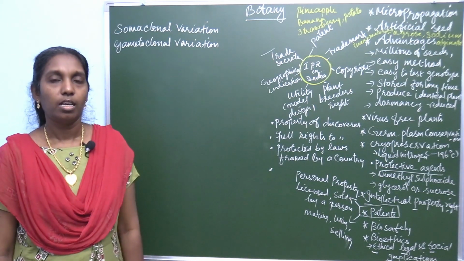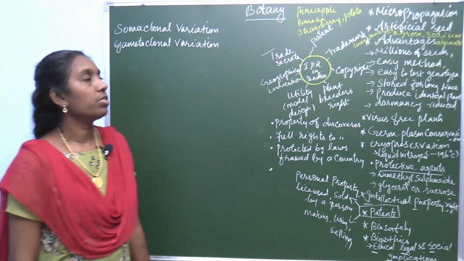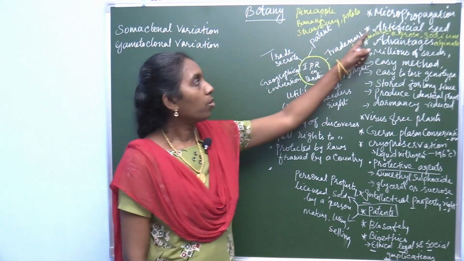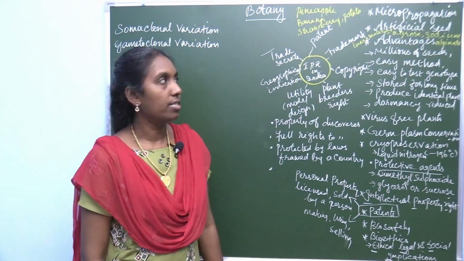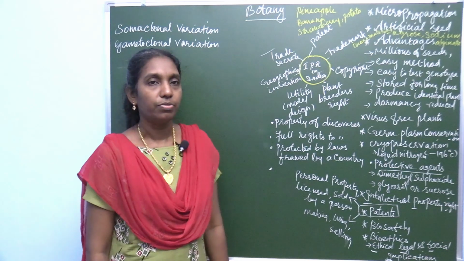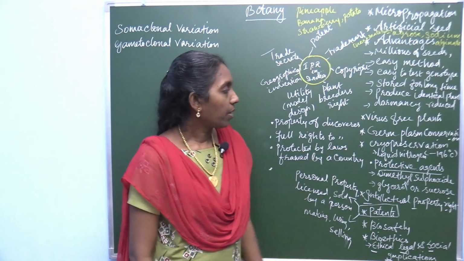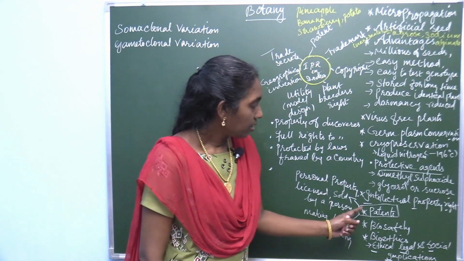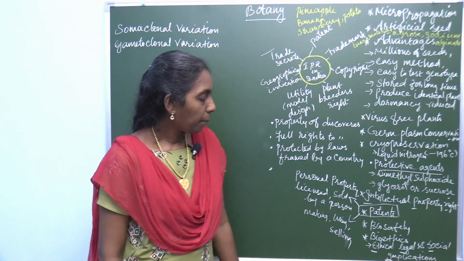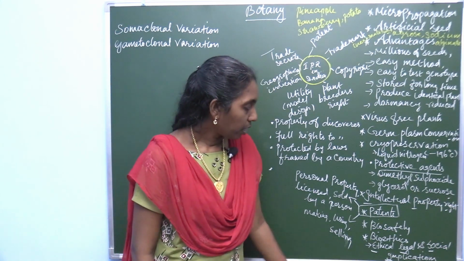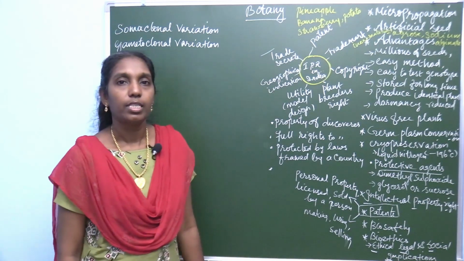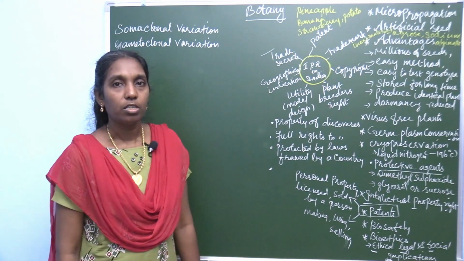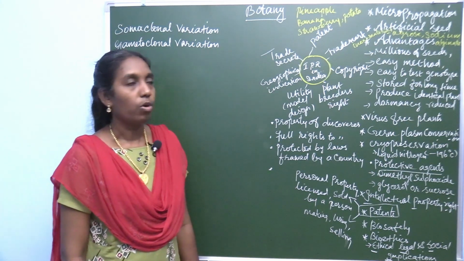Welcome back to Botany class. Let's take a glance at today's learning objectives. Today you are going to learn a few 3-mark questions: micropropagation, artificial seed, advantages of artificial seed, virus-free plants, germplasm conservation, cryopreservation, intellectual property right, patent, biosafety, bioethics, ethical and legal social implications. These are the topics we are going to learn today. Let's start one by one.